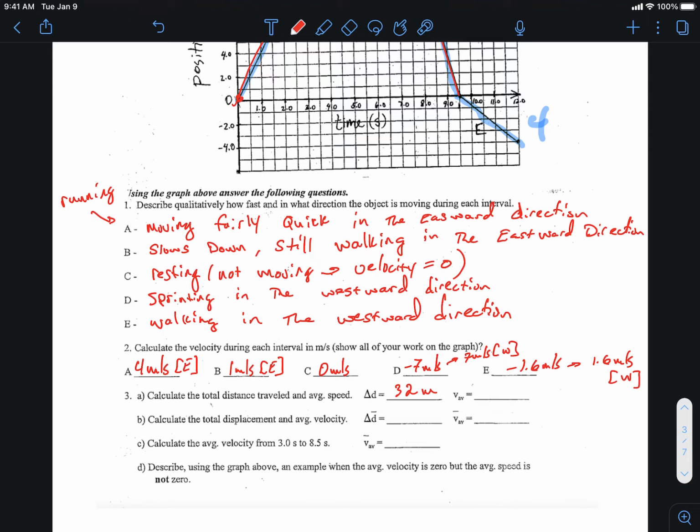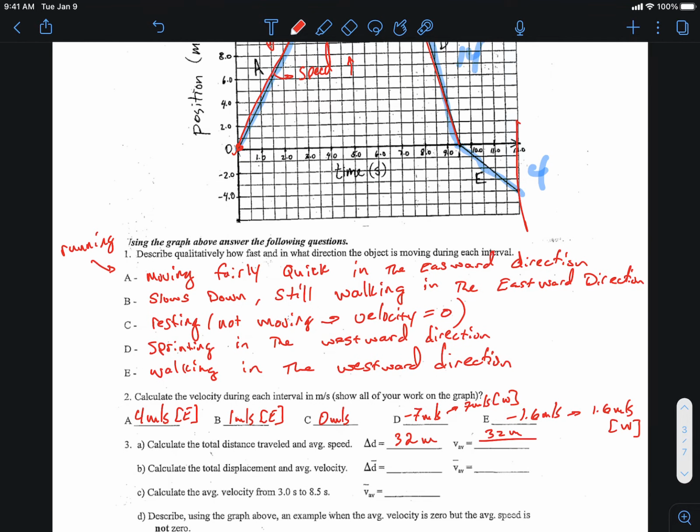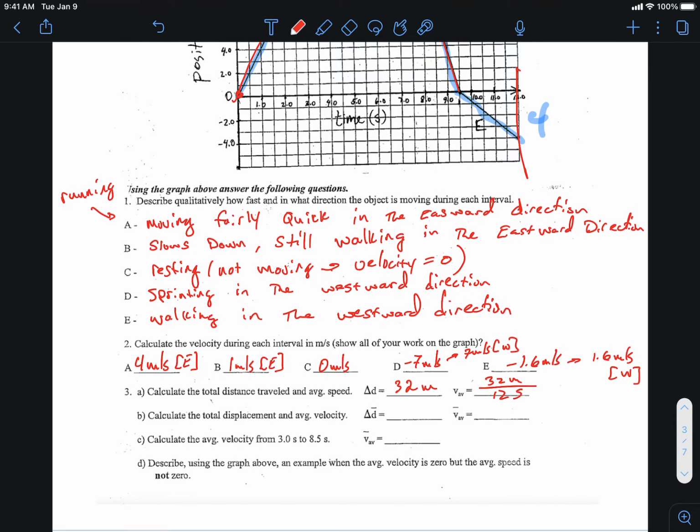Now for the average speed, we know speed is just velocity with no direction, right? We're going to take the total distance traveled and divide it by how long it took them to get there. So for this one, we know it's the 32 meters. How long did the whole trip take? It took 12 seconds. So 32 divided by 12 should be 2.67 meters per second. You don't need direction because it's just asking for the average speed across the whole motion.